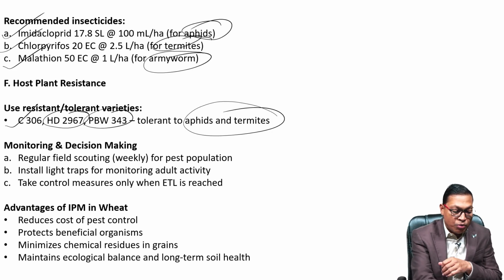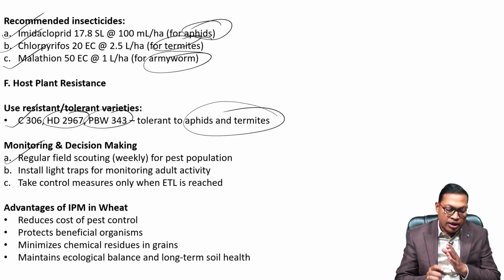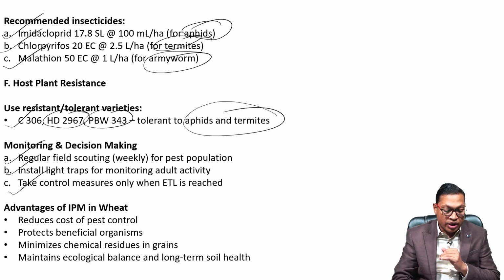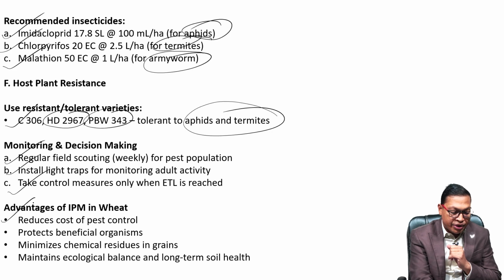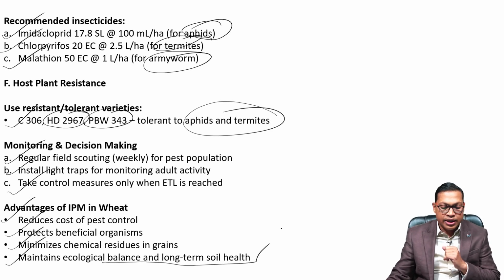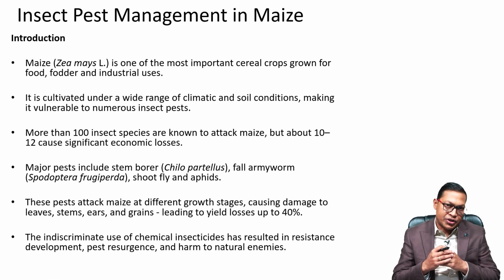Then in monitoring and decision making, we will go for regular monitoring of the field, then install light traps for monitoring of adult activity, and take control measures only when ETL is reached. Then these are the advantages of IPM: reduces the cost of pest control, protects beneficial organisms, minimizes chemical residues in grain, and maintains the ecological balance and long term soil health. So, these are the important things in integrated pest management.